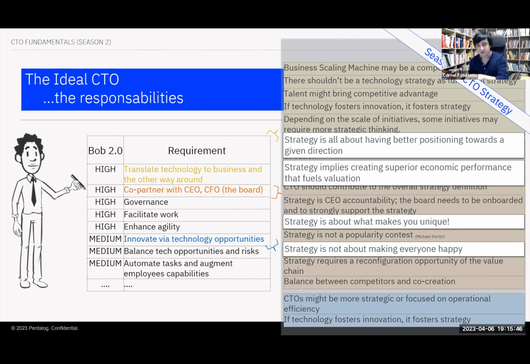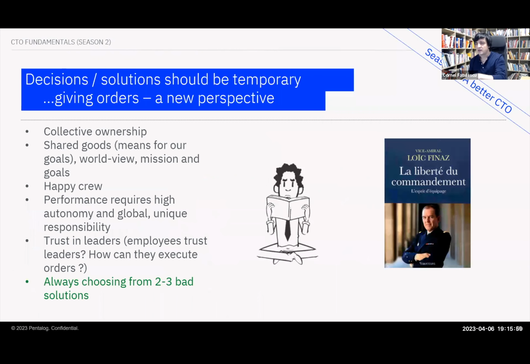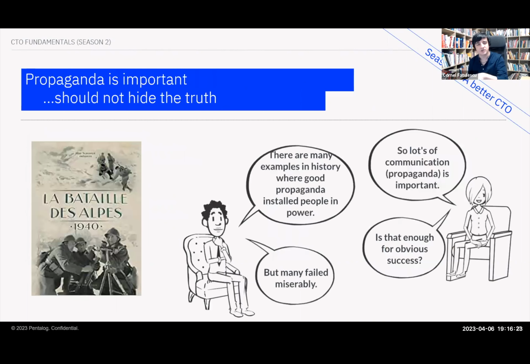So this is very important for Bob to go further and build something that he calls a decision-making framework inspired from sustainability so that he leaves something behind. And he's looking at all his learnings. He recalls Loïc Finaz, who says, we never take decisions from an ideal set of options. We usually take shortcuts and we have a direction and we take these shortcuts hoping that at one point in time we reach the destination.